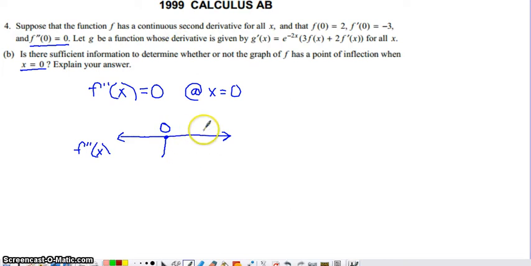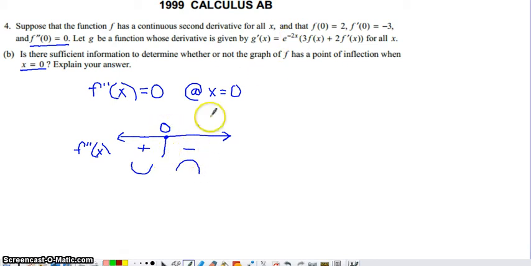You also don't have the capability of figuring out what the sign of the second derivative is over here. Now, if the second derivative sign chart ends up looking like this, positive to the left of 0, negative to the right of 0, that would mean our function is concave up to the left, concave down immediately to the right, and we would have an inflection point at 0.